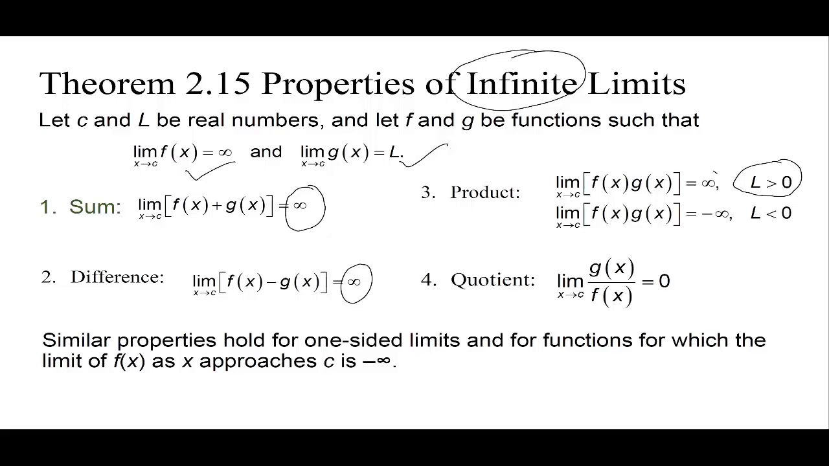Okay, and again, for the quotient, if you try to find the limit of the quotient g of x over f of x, then that would be 0. So very similar properties we can also apply for one-sided limits.